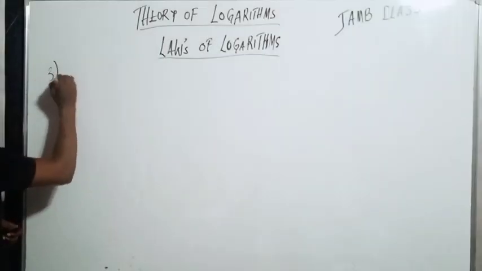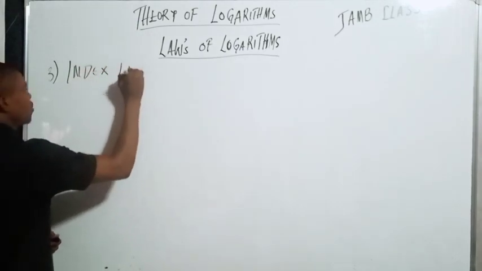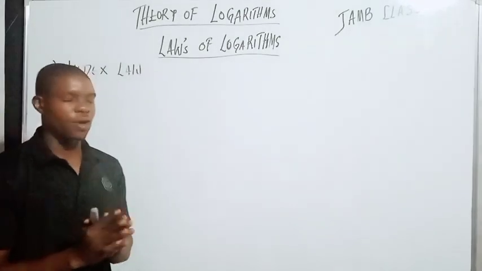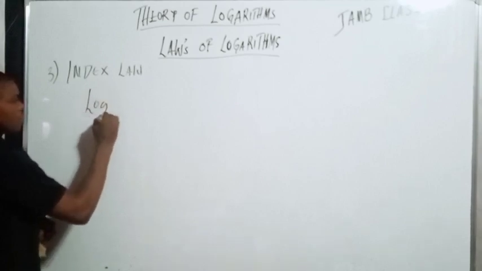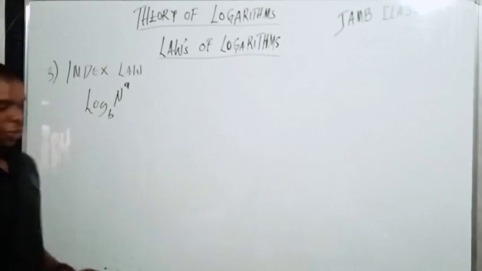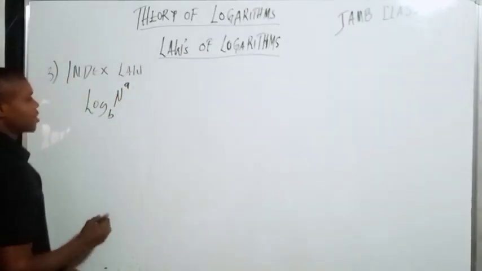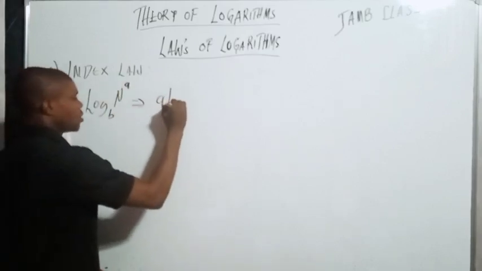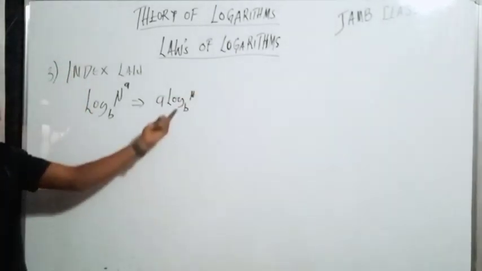Index law, number 3. In the index law, if you have something like log b of n raised to a, this is called the index law, where this number has an index. Whenever I have something like this, the index will move down here to give a log b n. Do you understand?